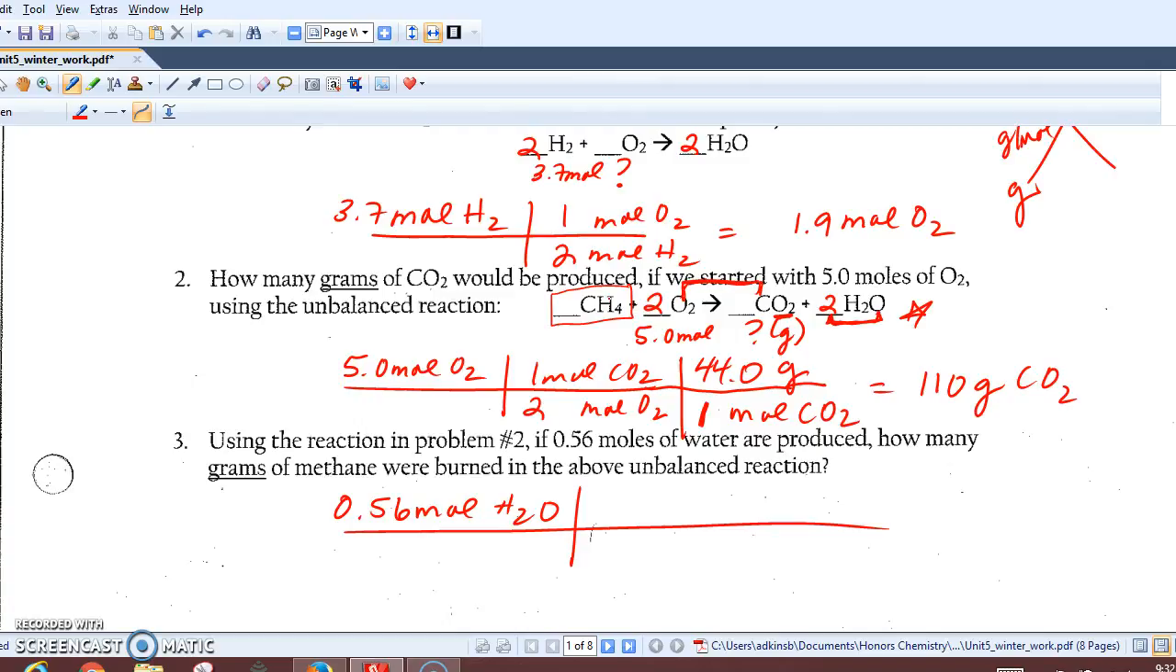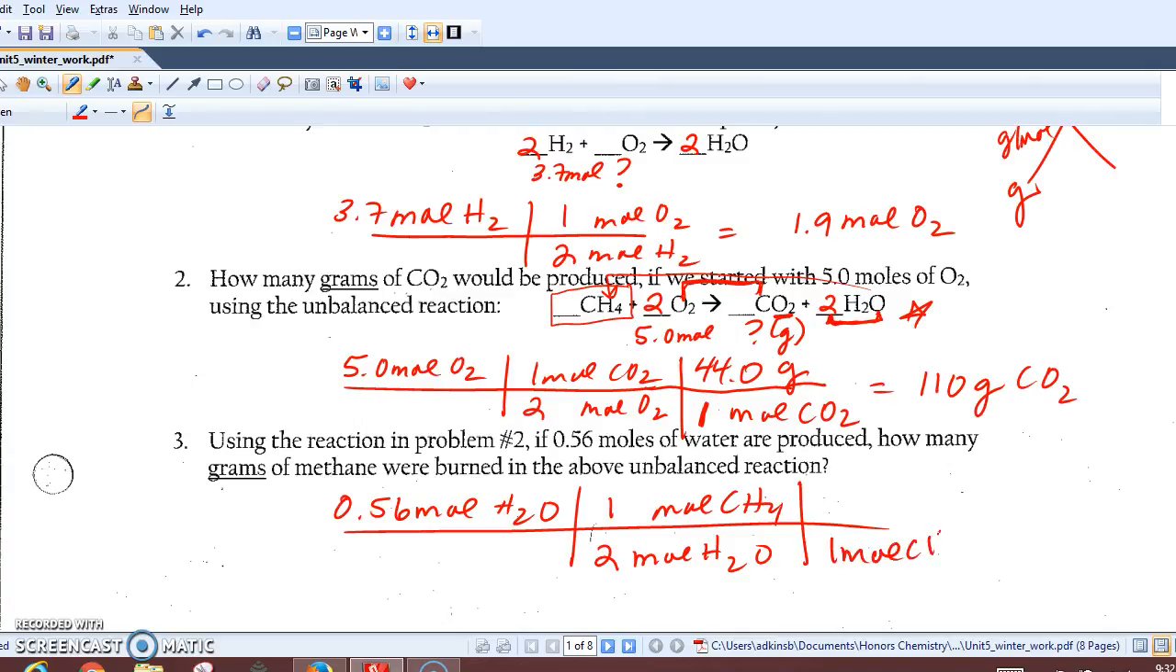The given is in terms of water. So if I have 0.56 moles of water and I'm trying to get back to my methane, what is their relationship? Well, if 2 moles of water were produced, then it took 1 mole to do it. We have this number, right? So I know moles of water is going to go down. Moles of CH4 is going to go up. Their relationship is 1 to 2. So now I've canceled my waters.